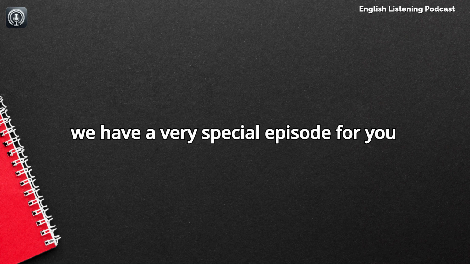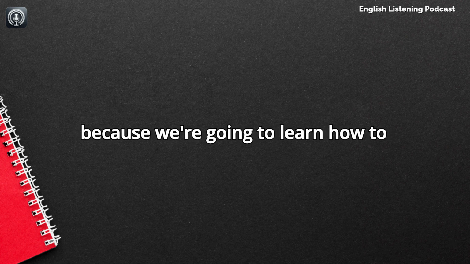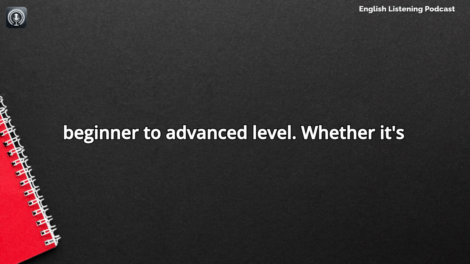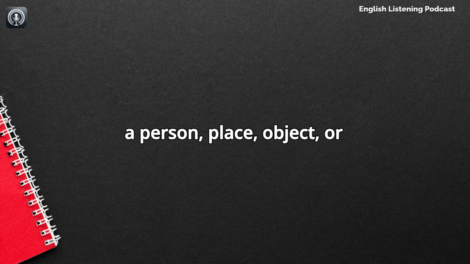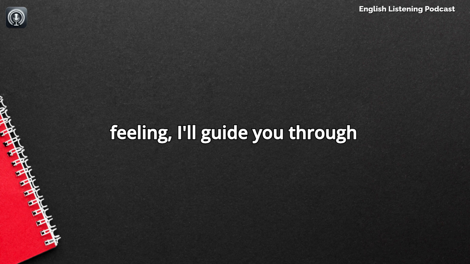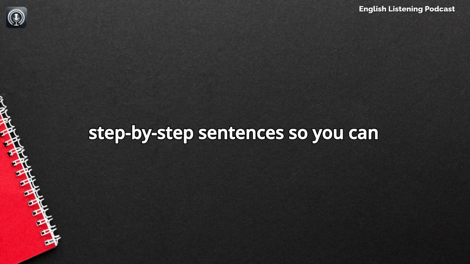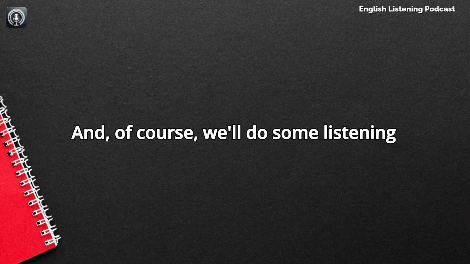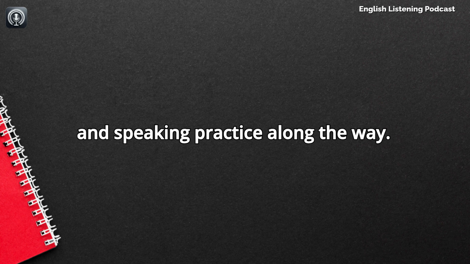Today, we have a very special episode for you because we're going to learn how to describe anything in English, from beginner to advanced level. Whether it's a person, place, object, or feeling, I'll guide you through step-by-step sentences so you can describe everything naturally in English. And, of course, we'll do some listening and speaking practice along the way.